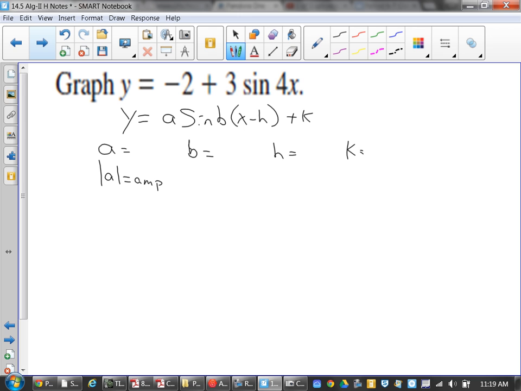Your period. How do you find period with sines and cosines? Very good. Yeah, 2 pi over b. And then your h and k were horizontal and vertical shifts. So when we're looking at this where it says y equals -2 plus 3 sine 4x, what's your a, b, h, and k? 3. Which means that there's no horizontal shift, but there's a vertical shift of 2 down.